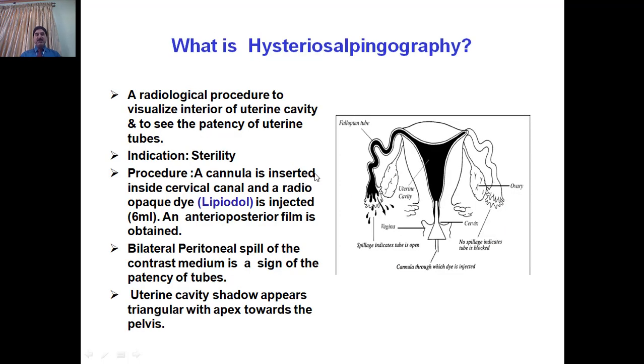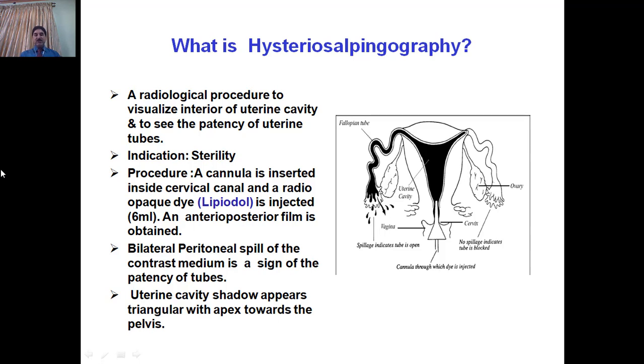What is hysterosalpingography? It is a radiological procedure to visualize interior of the uterine cavity and to see patency of the uterine tubes. Indication is sterility. Procedure. A cannula is inserted inside the cervical canal and a radio-opaque dye, usually lipiodol, is injected. About 6 ml of this dye are injected through the internal os. The cannula does not allow dye to enter the vagina but to pass superiorly into the uterine cavity. An anterior-posterior film is obtained.